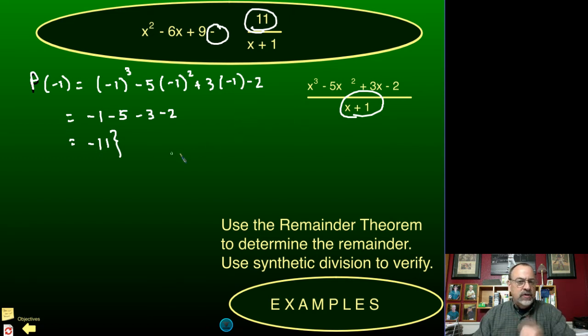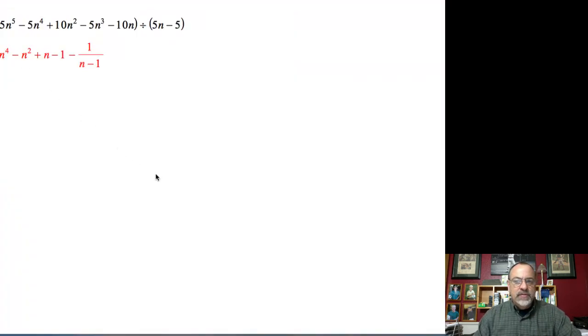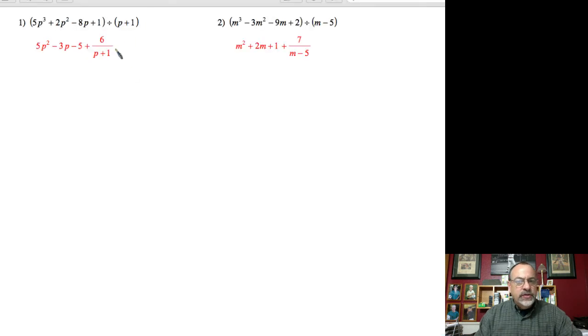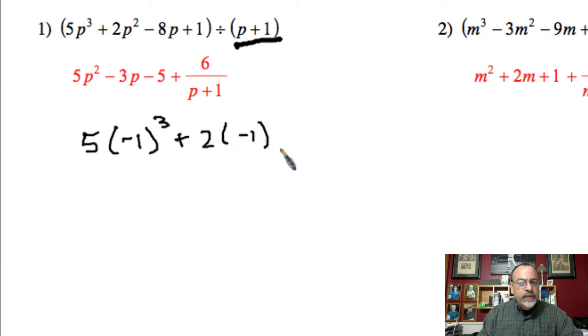Now, let's look at a few of those division problems that we've done already. We've done long division and we've done synthetic division, and let's see if we can figure out what the remainder is going to be before we even divide. So let's see what my remainder should be. I'm going to divide by p minus 1. So if I take negative 1 and I substitute it in for p, that should tell me what my remainder is going to be before I do any division.